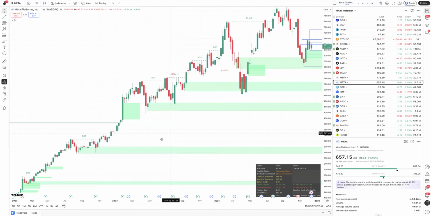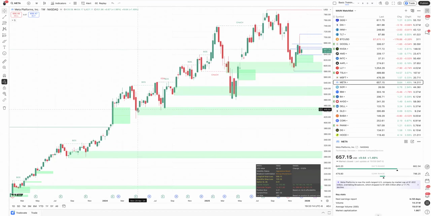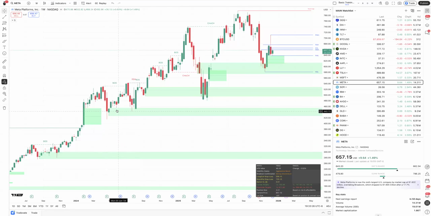If we look at this candle right here, and you look down at the bottom of my chart, you can see the date stamped down here. When I put my mouse on top of this candle, that date says April 29th, 2024. So this green long zone means that on April 29th, 2024, an institution, a bank, a hedge fund came in and they bought Meta.